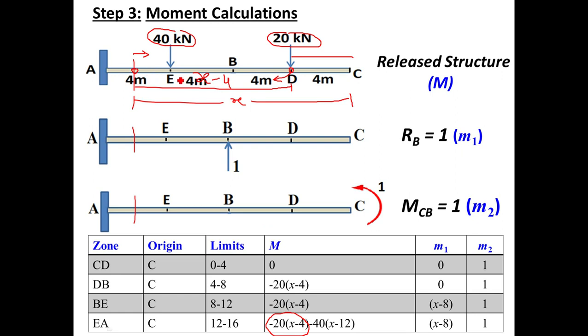Now the moment of 40 kilonewton. 40 into this perpendicular distance. The distance of the section is x again. Now if you minus the distance 12 meter from x, we will get the perpendicular distance of 40. So the perpendicular distance of 40 kilonewton is x minus 12. So the moment of 40 kilonewton is 40 into x minus 12. Again it produces a clockwise moment, so minus. So the second part of the moment is minus 40 into x minus 12.